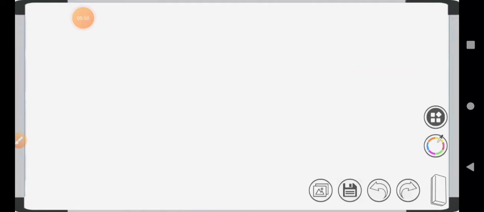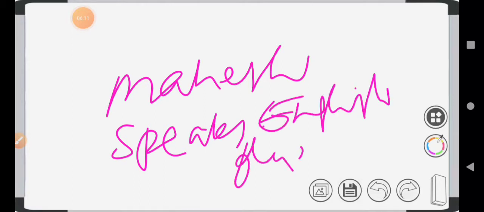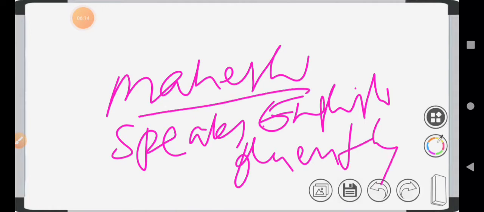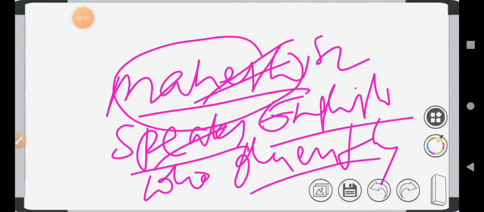For example, I will write: Mahesh speaks English fluently. We frame the question: who speaks English fluently? The answer is Mahesh. Mahesh is the subject, the performer, the doer of the action. Speaks is the verb, English is the object, and fluently is an adverb, also called an adjunct.